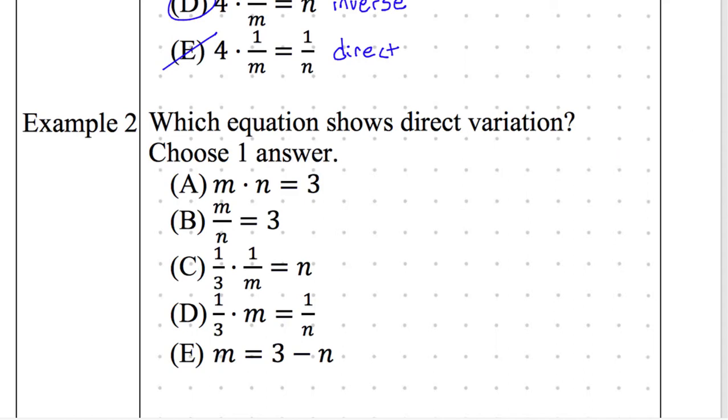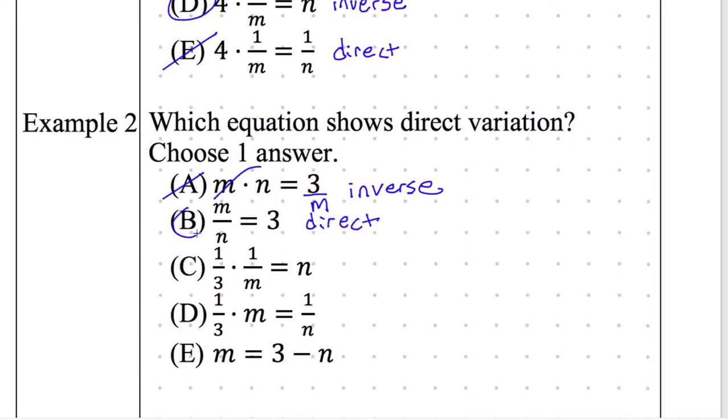All right, what is A? Neither? Nope. It's inverse. Divide both sides by M. If I divide by M, I get N equals something with M in the denominator. Yes, it is inverse. Hold on, give me 30 seconds. Multiply both sides by N. This one is direct. This one's the answer.